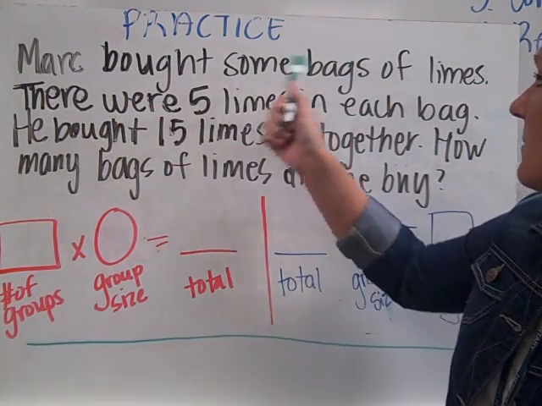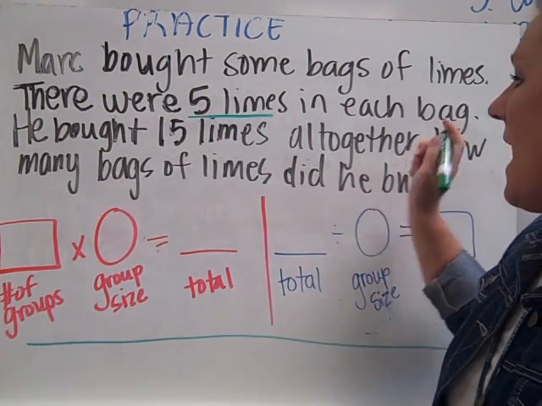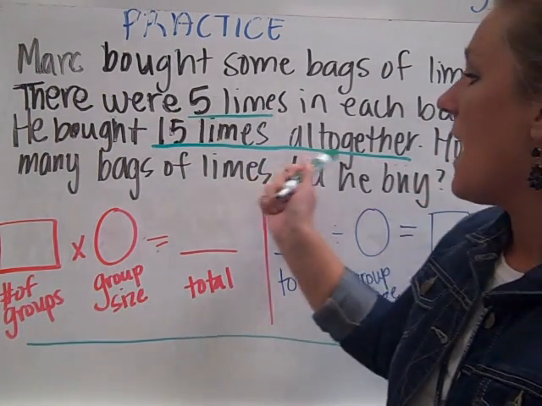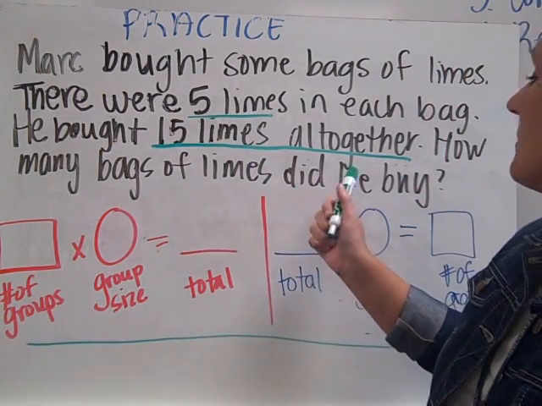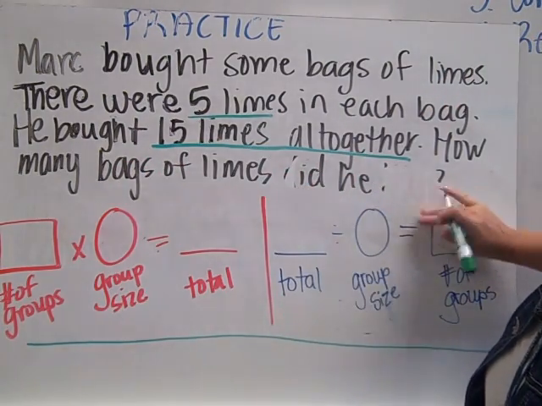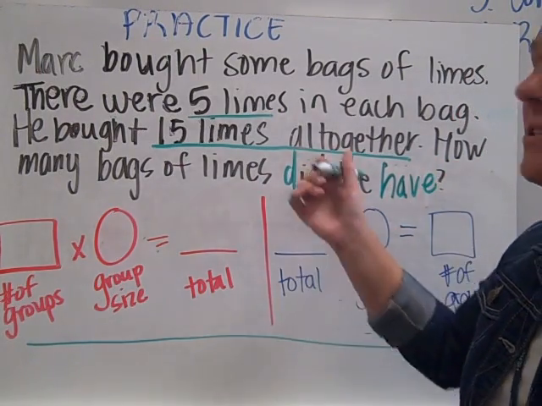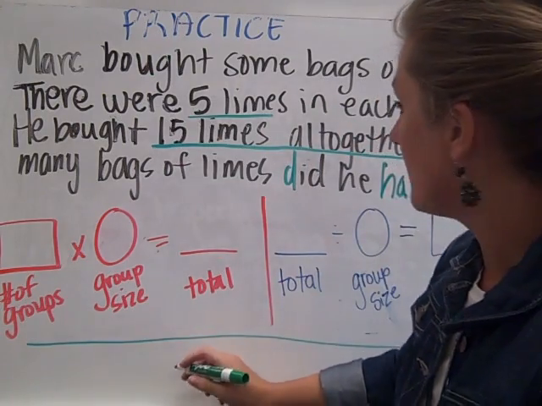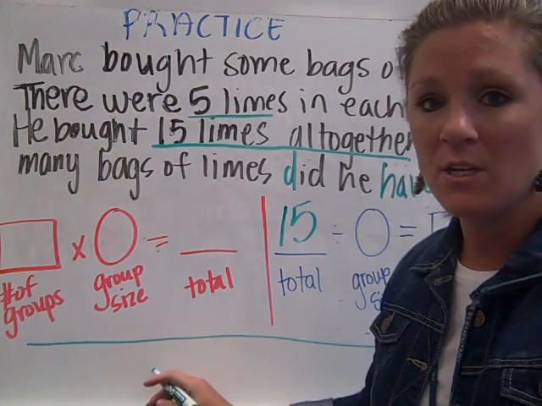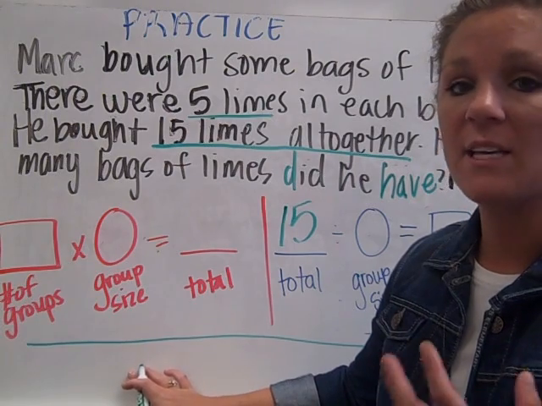Alright, Mark bought some bags of limes. There were 5 limes in each bag. He bought 15 limes all together. How many bags of limes did he have? I'm sorry, that's a mistake. Alright, so here's what I know. I know that he has 5 limes in each bag, and I know that he has 15 total. So what I'm going to do is group 5 dots together until I get to 15.